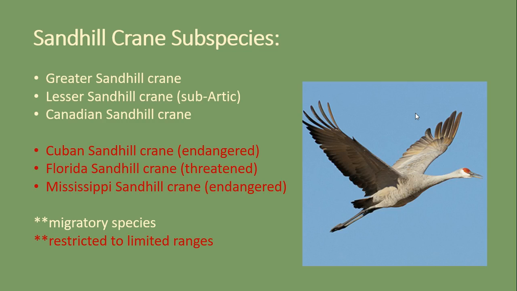The three lower species in red, the Cuban, Florida, and Mississippi sandhill cranes, are all state endangered or threatened in their areas. And the reason for this is that they're isolated populations that have a restricted or limited range in which they live. And so those species are non-migratory and stay confined to a smaller local population in their area.